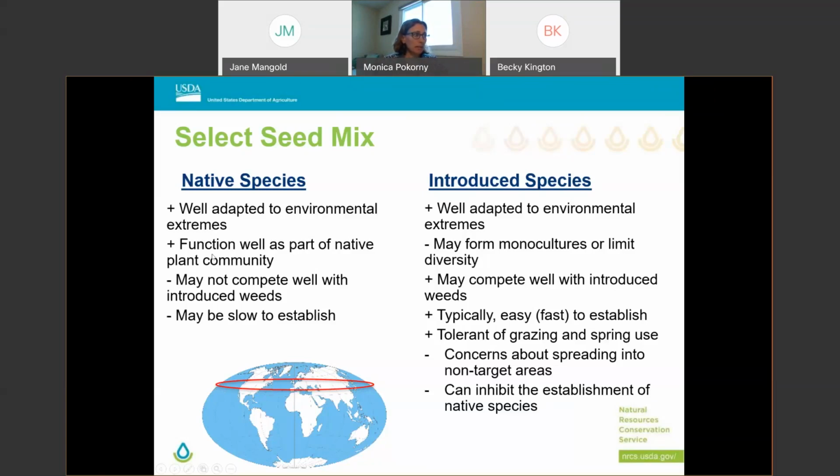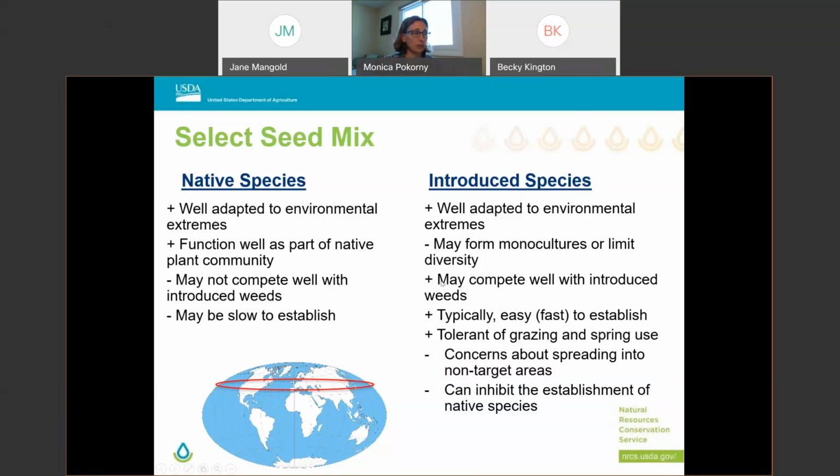Native species function well as part of the native plant community because they've evolved together, whereas some of our introduced plant species have a tendency to form monocultures or limit diversity. They can also inhibit the establishment of some of our native plants. This is just a generalization, but many of our native species just don't compete as well with the introduced weeds as the introduced species that we're seeding.